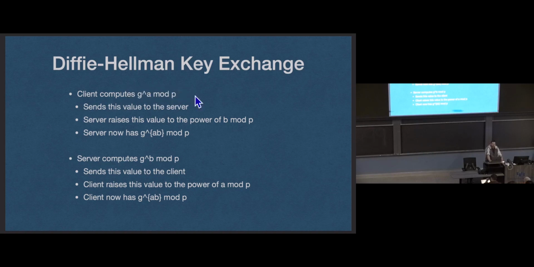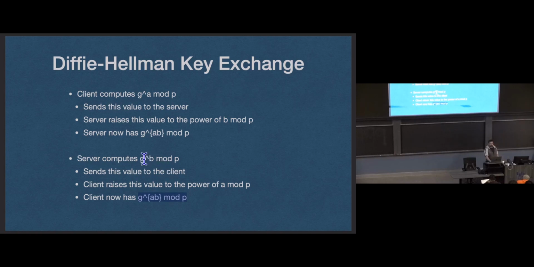So the client is going to compute G to the A mod P, send that value to the server. The server is going to take this value, G to the A mod P, and raise it to the value of B mod P to generate this value, G to the AB mod P. On the other side, the same thing is going to happen, just in the opposite order. Server is going to compute G to the B mod P, send that to the client. Client raises that value to the value of A mod P, so they're going to have the value G to the AB mod P. Since multiplication is commutative, it doesn't matter which order these are computed in.